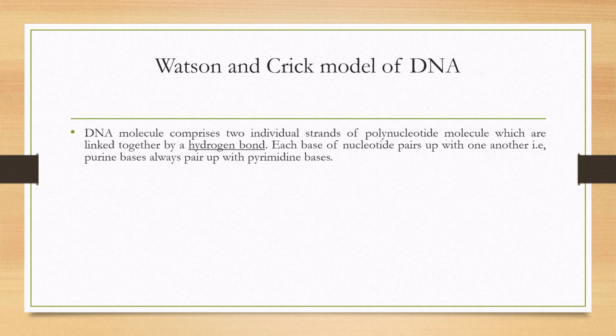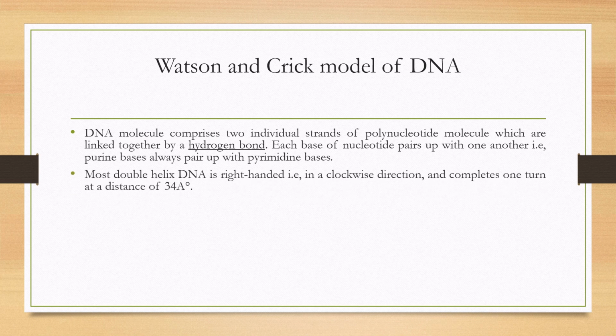So let's start with the Watson and Crick model of DNA. So as we have been discussing, the DNA molecule comprises two individual strands of polynucleotide molecule which are linked together by a hydrogen bond. Each base of the nucleotide pairs up with another. Purine bases always pair up with the pyrimidine bases. The double helix is right-handed. It is in a clockwise direction and completes one turn at a distance of 34 angstroms.